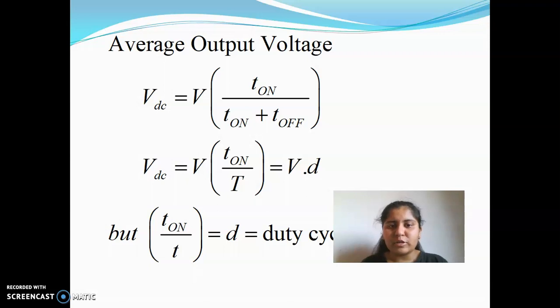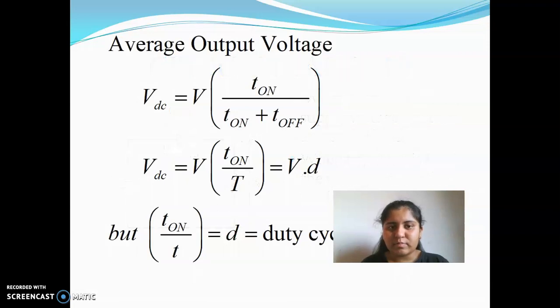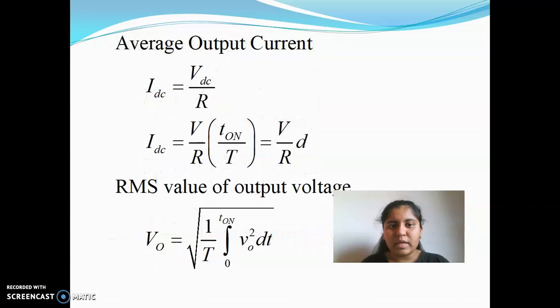Here the average output voltage is calculated: VDC is equal to V into T on upon T on plus T off, where T on upon T is the duty cycle. The average output current, IDC, is VDC upon R, which is V upon R into D.